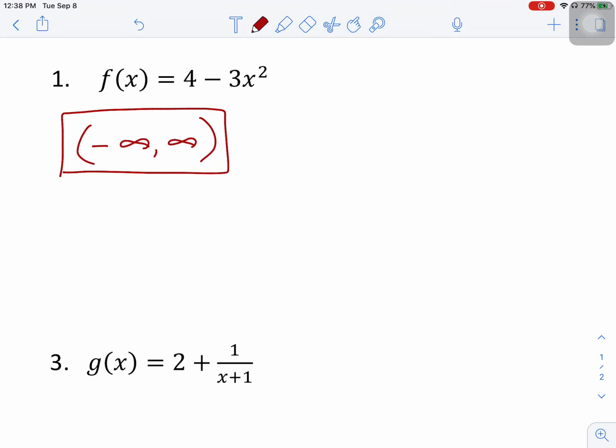You're not going to run into imaginary numbers by having a negative under the square root. You're not going to run into undefined numbers because you don't have any fractions. So yeah, that's it for number 1.